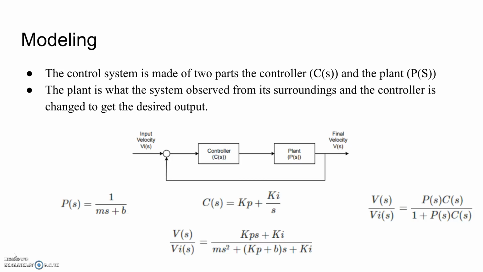The open loop system will have two main components, the controller C(s) and the plant P(s). The plant is what happens to the car naturally if nothing were to interfere. This includes the mass of the car and the damping from the friction with the ground and air resistance.